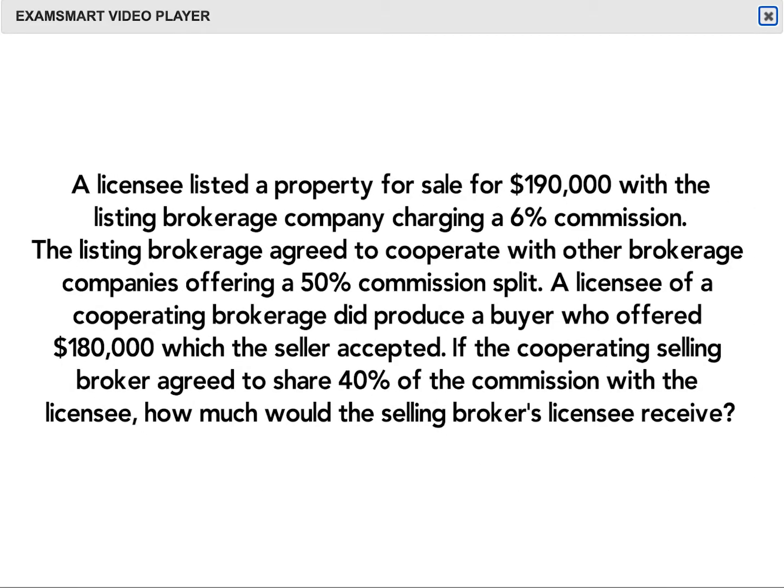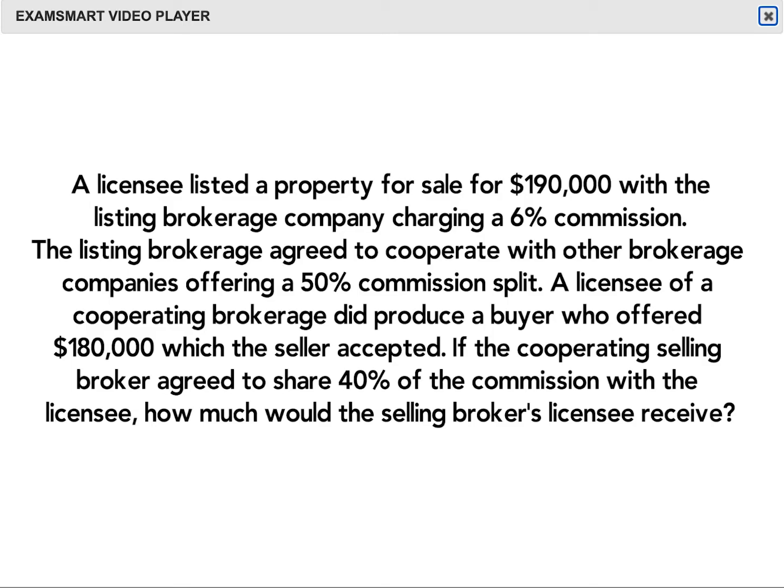Let's say that a problem says that a licensee listed a property for sale for $190,000 with the listing brokerage company charging a 6% commission. The listing brokerage agreed to cooperate with other brokerage companies offering a 50% commission split. A licensee of a cooperating brokerage did produce a buyer who offered $180,000, which the seller accepted. If the cooperating selling broker, the selling broker is the name given to the cooperating company, agreed to share 40% of the commission with the licensee, how much would the selling broker's licensee receive?